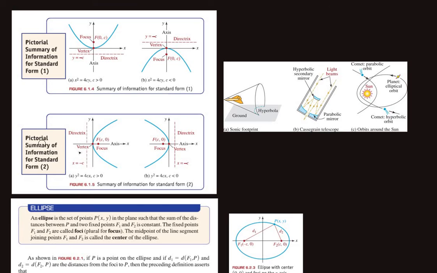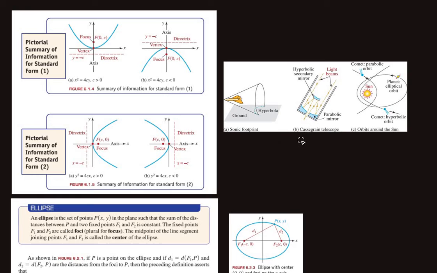And the other ones, the ones that are lying along the x-axis, where the equation now looks like y squared is equal to 4cx. If c is bigger than 0, it opens along the positive side of the x-axis. If it is negative, it opens along the negative side of the x-axis.